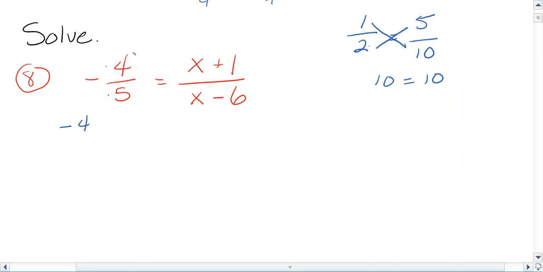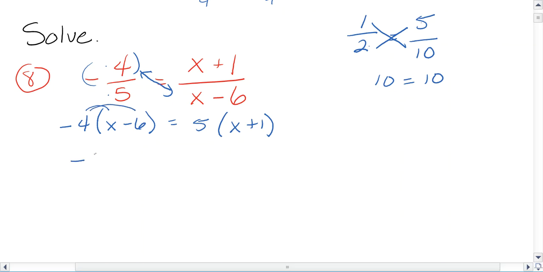So now I'm going to take this negative 4, and I'm going to cross multiply times the x minus 6. Now be careful to put these binomials in parentheses, otherwise we may forget to distribute. Do not write negative 4x minus 6. No, no, no. This negative 4 has to be multiplied by both terms in the parentheses. So I have negative 4x plus 24 equals 5x plus 5.